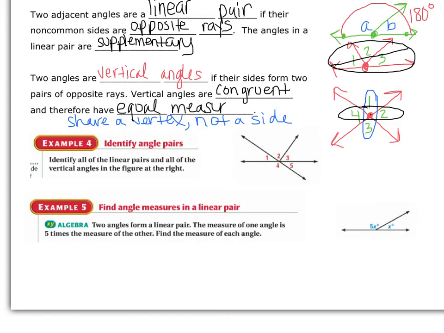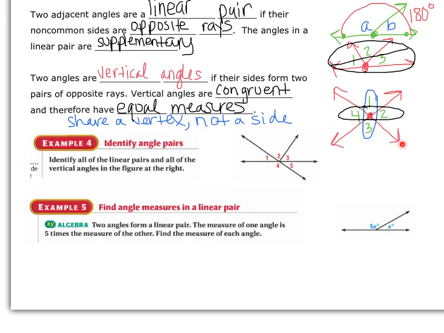So really two important things to take away from this. The linear pair is always supplementary, so linear pairs always add up to 180 all year long. The next is the vertical angles are always congruent. So 2 and 4, whatever their measure is, it's exactly the same. 1 and 3, it's exactly the same.